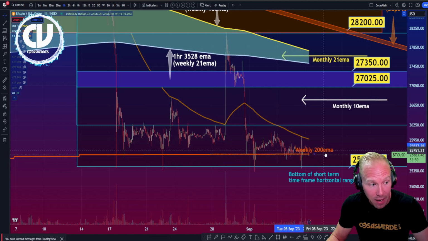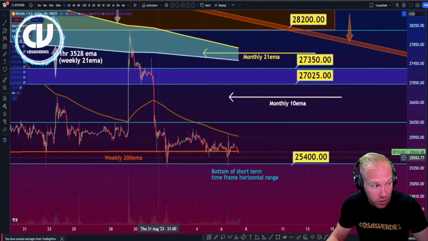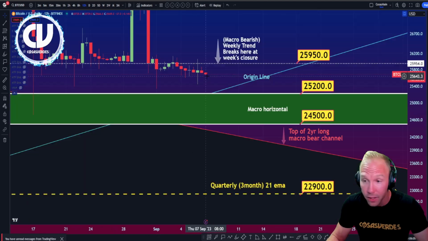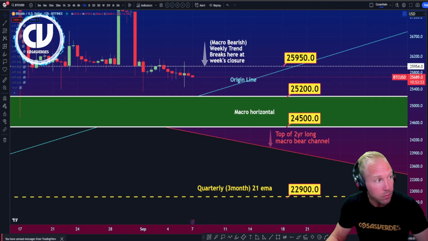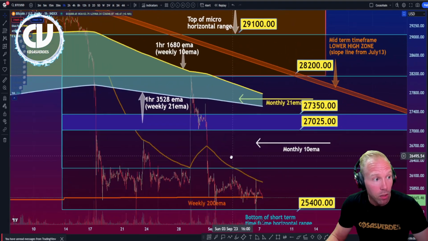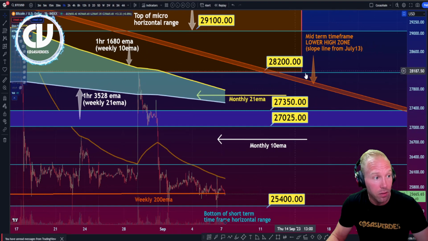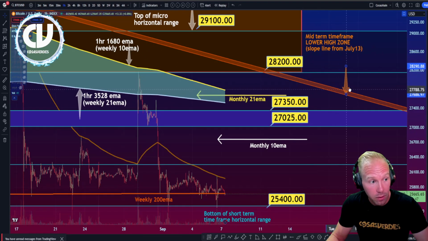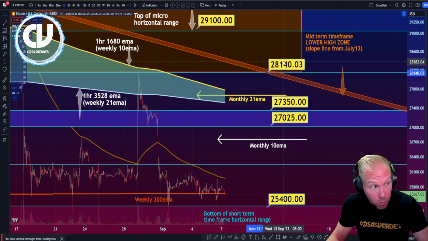So what's at stake immediately? The weekly 200 EMA. If price starts using this as resistance, guess what? Boom, we're looking at this chart. That simple. If price starts coming up, nothing's really changing until you are above this slope line right here. This is your lower high zone, anything all the way up to another double local top at 28.2.